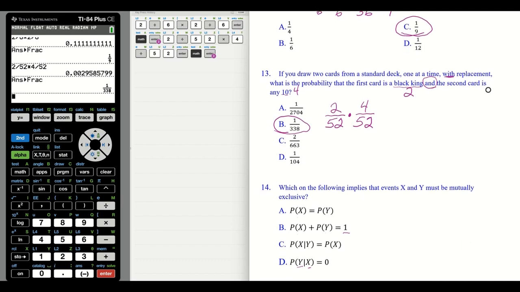Now, number 14. Which of the following implies events X and Y must be mutually exclusive? In this situation, let's get rid of these remnants. In this situation, we need to know the properties or understand what mutually exclusive means. This means that the events X and Y will not occur at the same time.